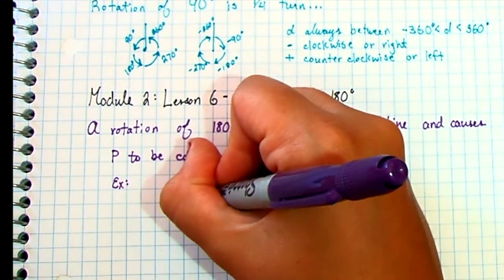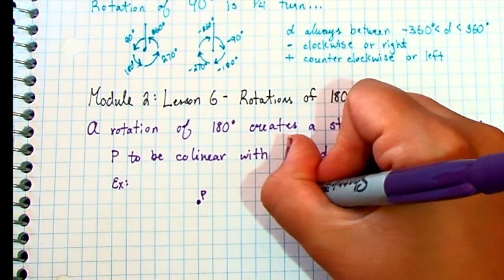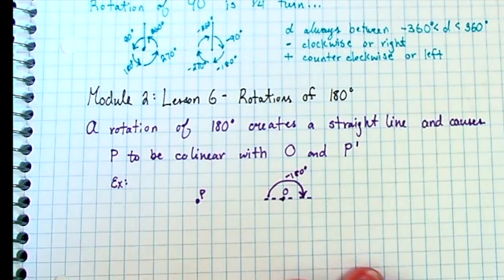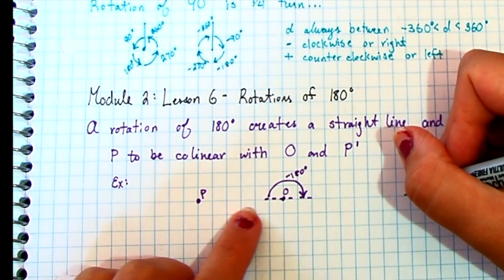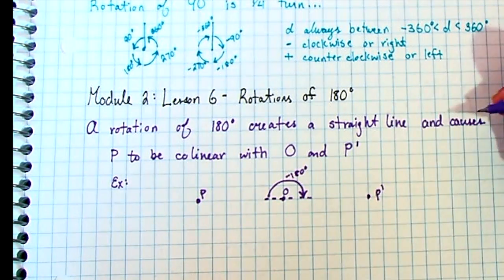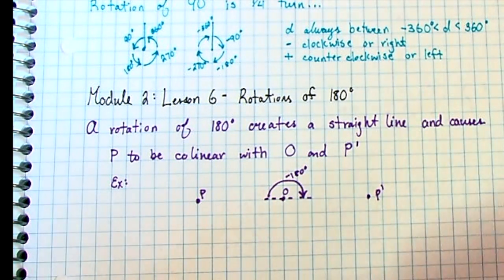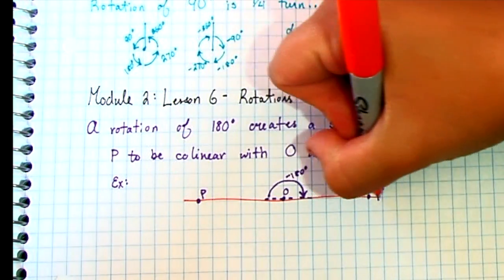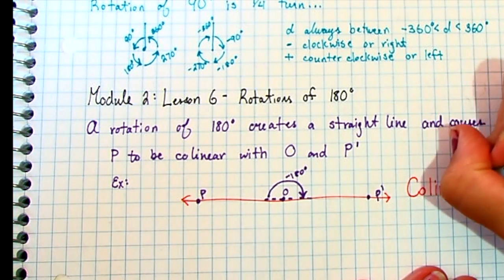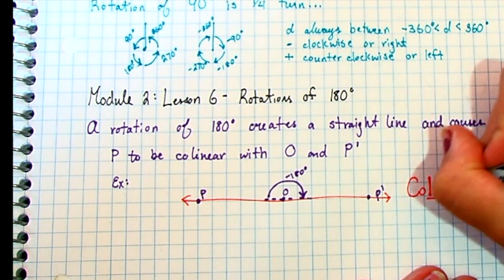If I have a point P, and I want to rotate it around O, my center, 180 degrees, I'm going to get P prime, the same distance from O as P is from O. And in 180 degrees, it brings me to the same line that P and O exist on. So those points are collinear. That means they share a line.